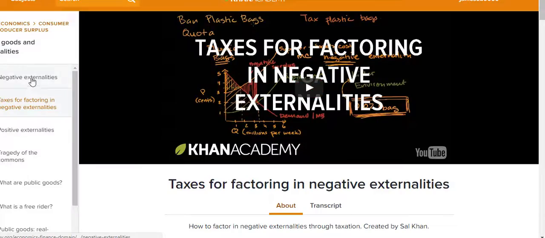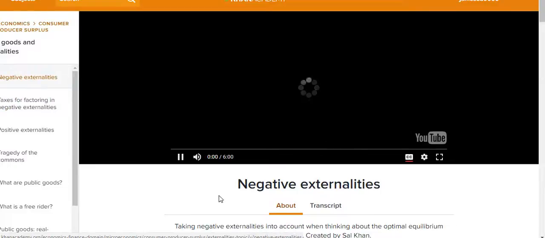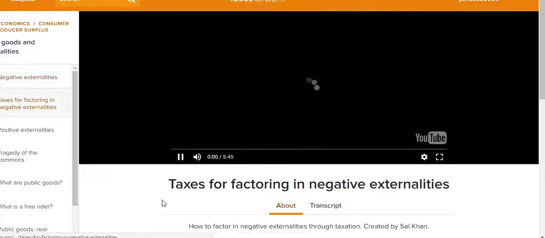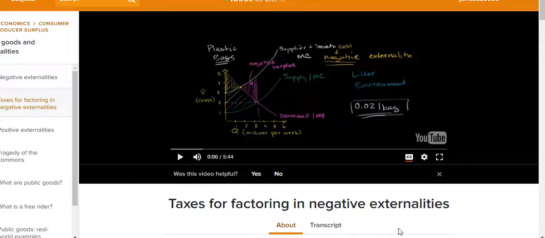The first one is for negative externalities, and the second one is for taxes for factoring in negative externalities. Now, when you watch the taxes one, keep in mind he is talking about a per unit tax, because he's talking about plastic bags in this video and the negative externality of producing plastic bags in the environment, which if you've ever seen black plastic bags blowing around New York City, you know what he's talking about. They're ugly and they're dangerous to wildlife.